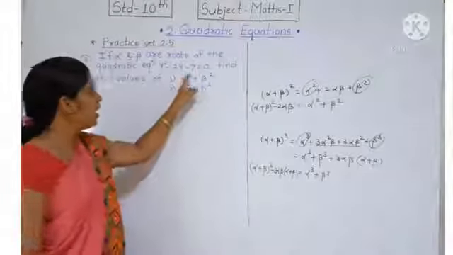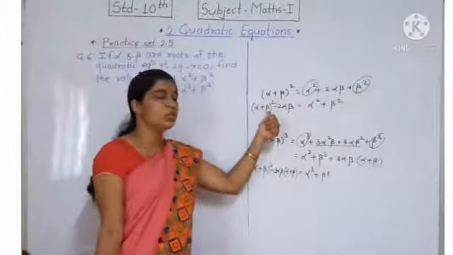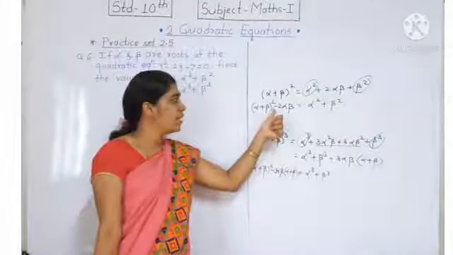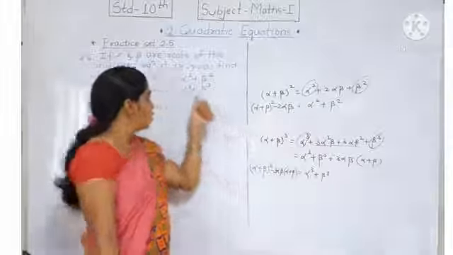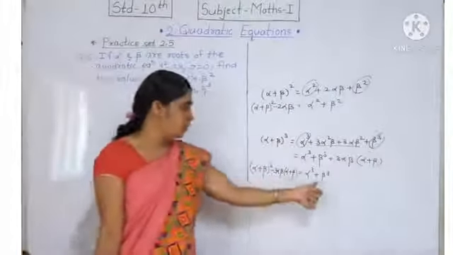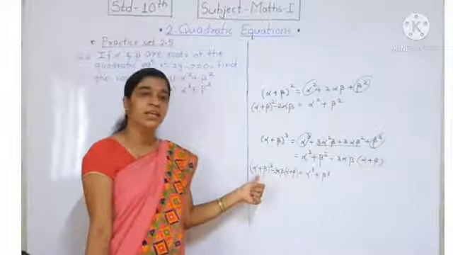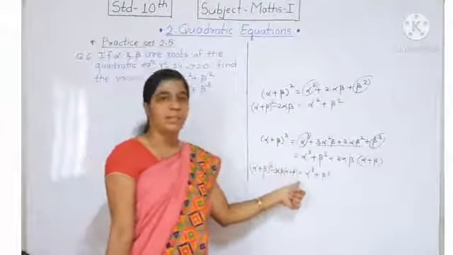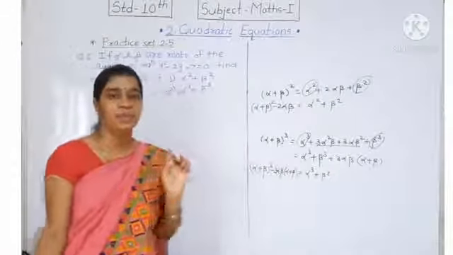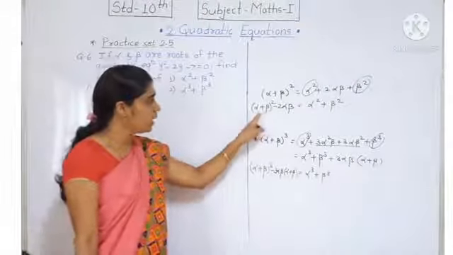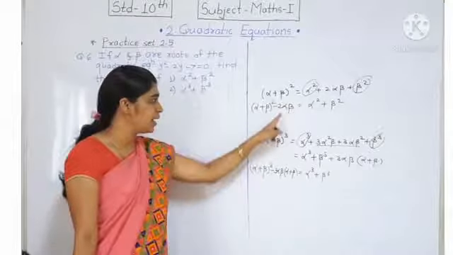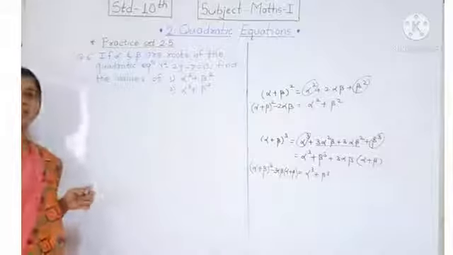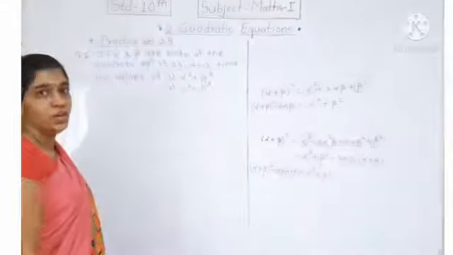So for finding alpha square plus beta square, we use this formula directly: (alpha plus beta) bracket square minus 2 alpha beta. And for finding alpha cube plus beta cube, we use this formula directly: (alpha plus beta) bracket cube minus 3 alpha beta into (alpha plus beta). So here we want alpha plus beta and alpha into beta. First we find the sum of the roots and the product of the roots.